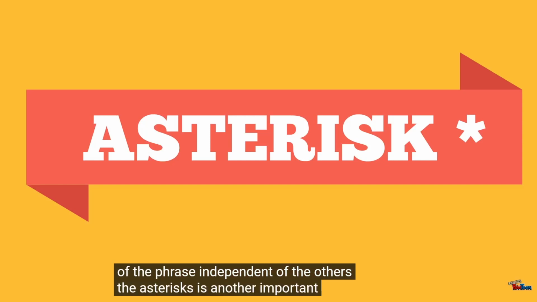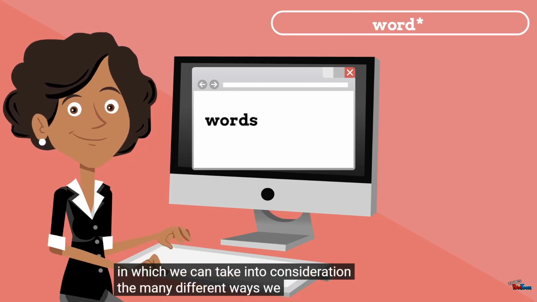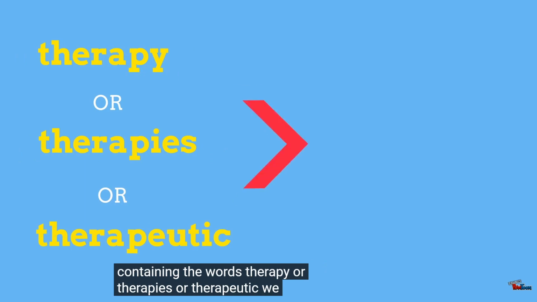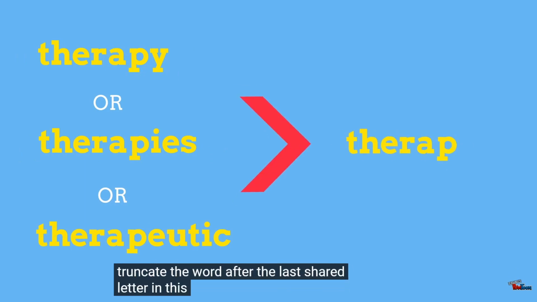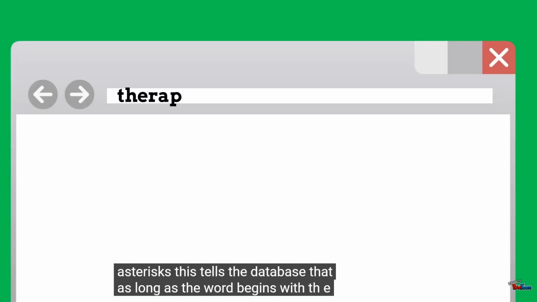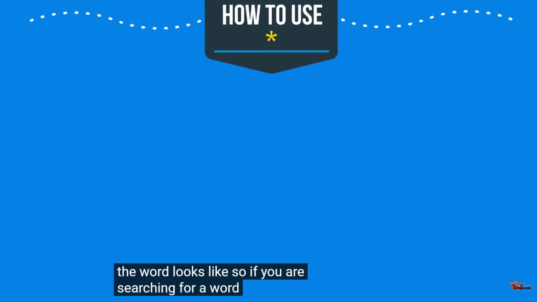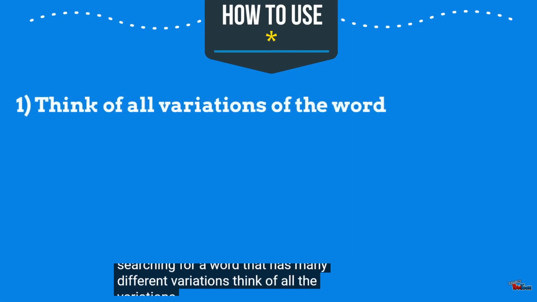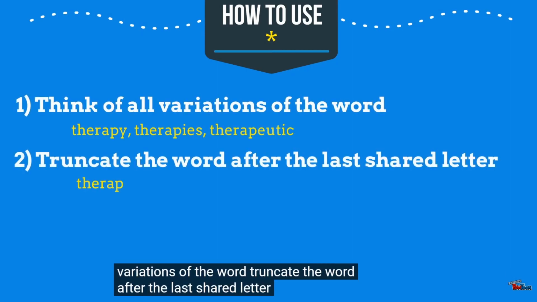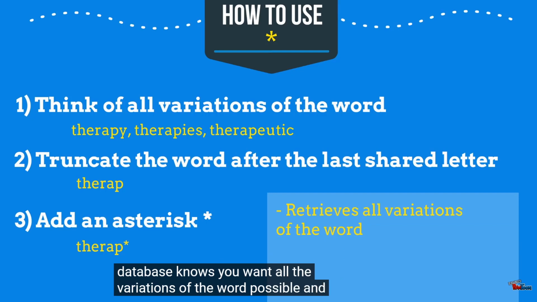The asterisk is another important tool used in searching. The asterisk is a way in which we can take into consideration the many different ways we can express a word. So instead of having to tell the database to search for documents containing the words therapy, or therapies, or therapeutic, we can simply truncate the word after the last shared letter, in this case P, and add an asterisk. This tells the database that as long as the word begins with THERAP, it doesn't matter what the rest of the word looks like. So, if you are searching for a word that has many different variations, think of all the variations of the word, truncate the word after the last shared letter, and add an asterisk. This will ensure that the database knows you want all the variations of the word possible and broaden the set of relevant results retrieved.